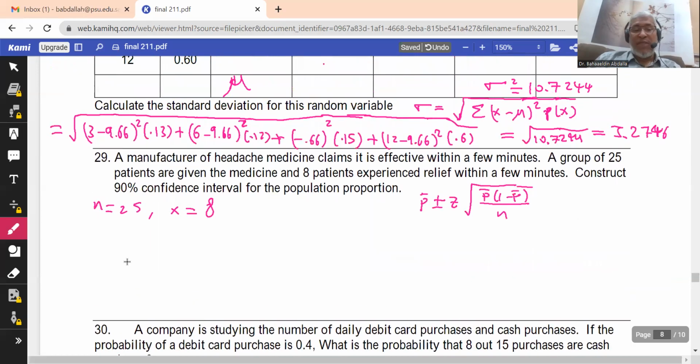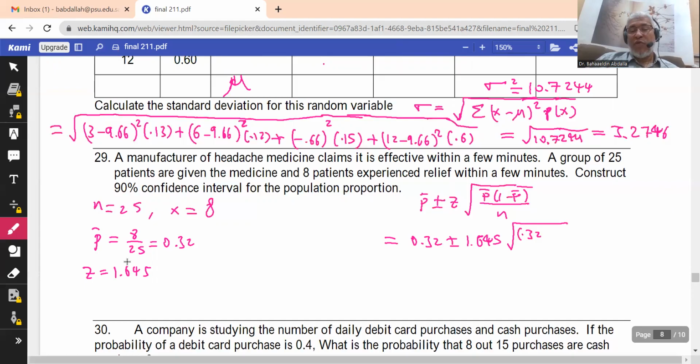So Z here, and P bar is what? 8 over 25, and 8 over 25 is 0.32, and Z is 1.645. So this would be equal to P bar, 0.32, plus or minus 1.645 times the square root of 0.32 times (1 minus 0.32), that's 0.68, over N, which is 25.